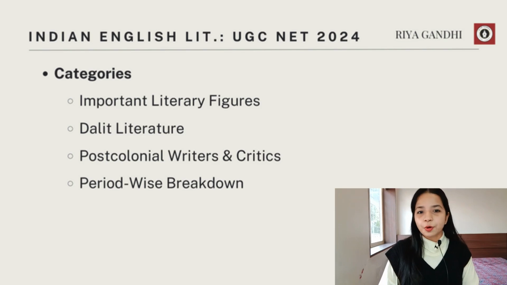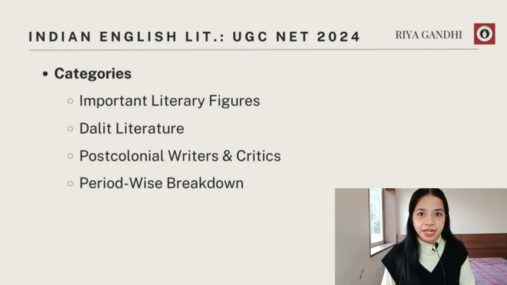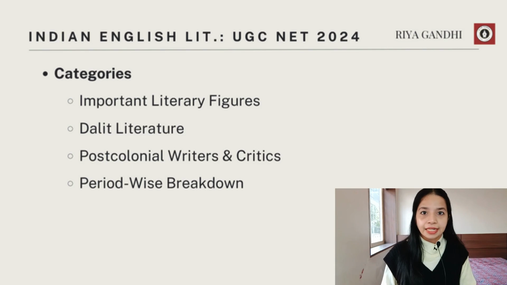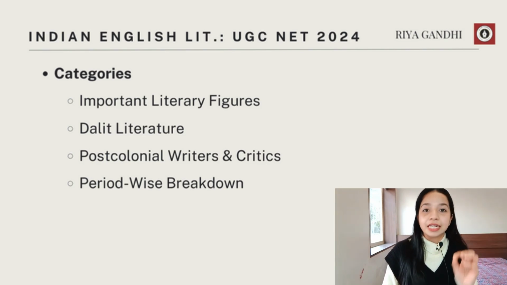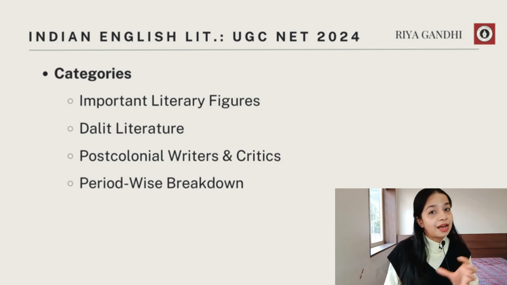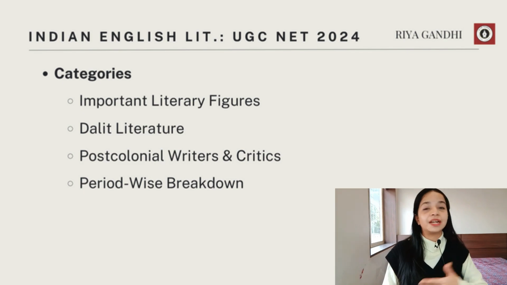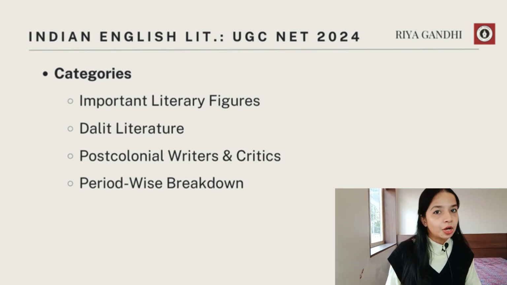So as you can see over here, I have divided the questions into 4 categories. These are important literary figures, Dalit literature, post-colonial writers and critiques, and finally period-wise breakdown. This category will help you in understanding what kind of questions are asked, right? At the same time, it will also help you whenever you are preparing for Indian English literature section for your UGC NET English exam. You can keep these categories in mind and then prepare accordingly.